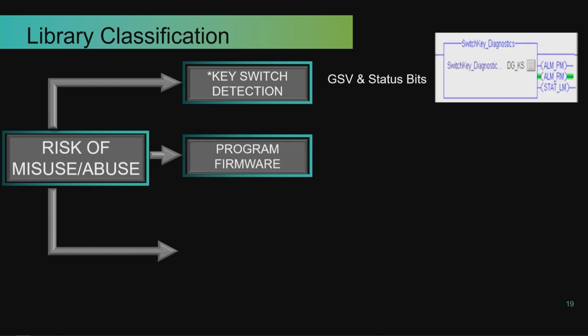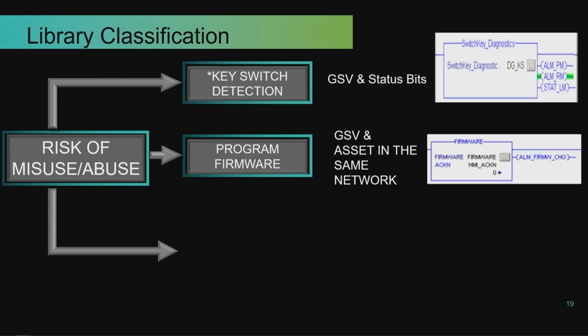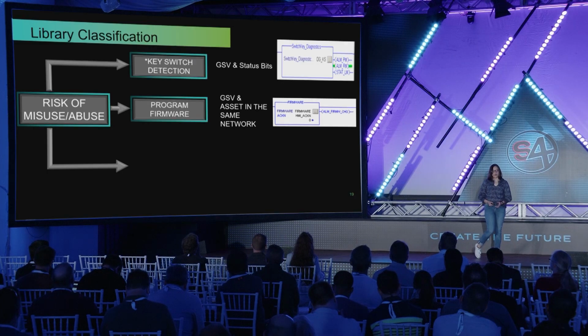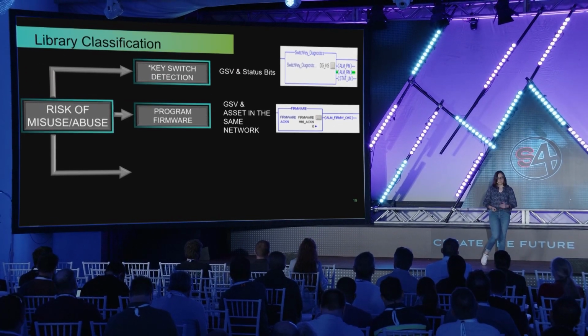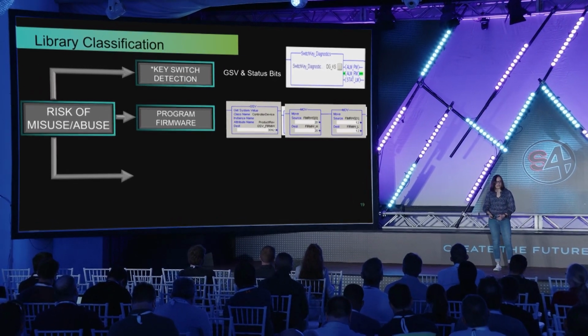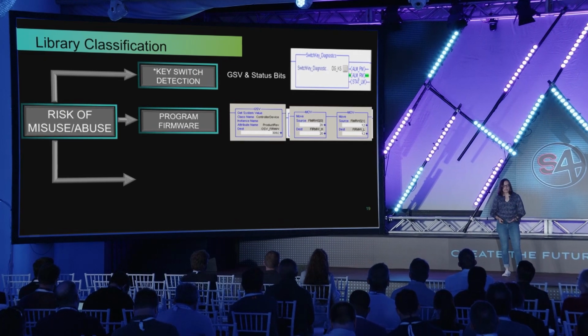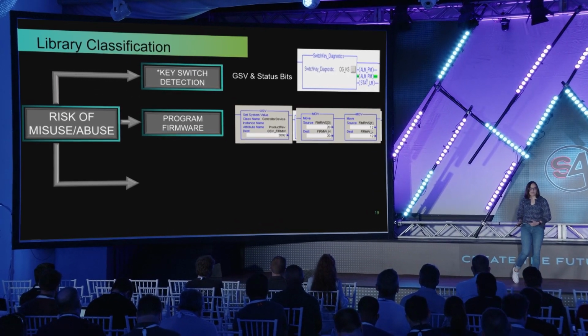And then we have a program firmware. This one we actually use with another PLC, a Click PLC. So we get the information, we send the information to the Click. The Click is saving that value and sending it back to this PLC. And then this PLC is the one that is going to trigger the alarm if it doesn't detect the same as the Click.